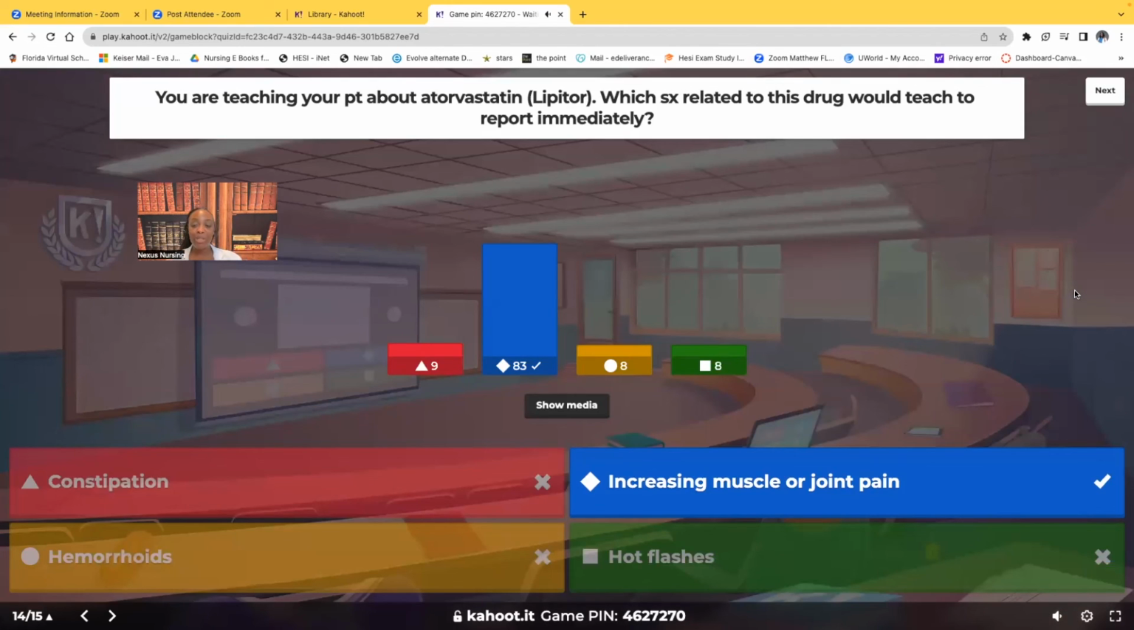Very good. Increasing muscle or joint pain. By the way, if you go on for your NP, you want to be a nurse practitioner, this concept you're going to see it on your test as well, most likely. So you need to know about this type of medication. It can cause rhabdomyolysis. That is an adverse effect. You're going to teach the patient, if they have any muscle pain, to report it immediately, because this is a potentially deadly adverse effect that can happen.